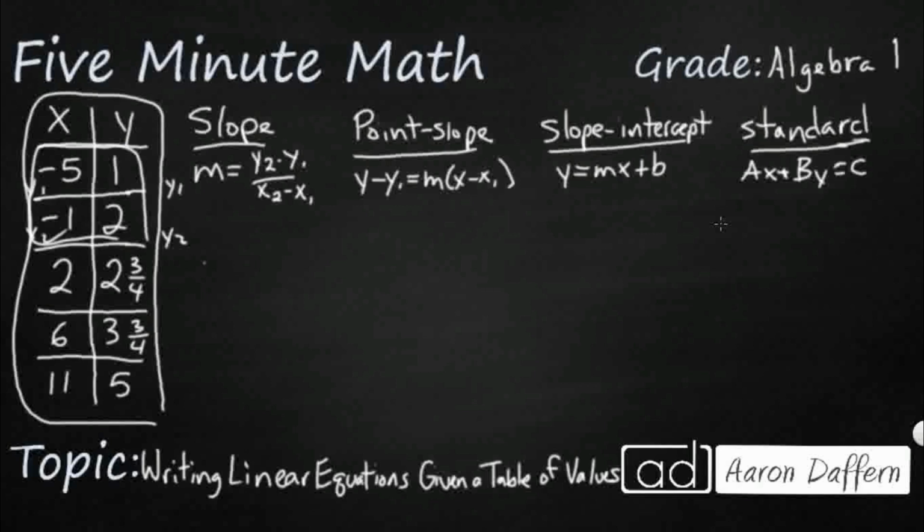So that's going to be m equals y2 minus y1, 2 minus 1. And that's going to be x2 minus x1. 1 minus -5. So that's going to be 1 over, and that's 1 plus, -1 plus 5. So that is going to be 1/4. All right, so it's going to be y equals 1/4 x plus b.